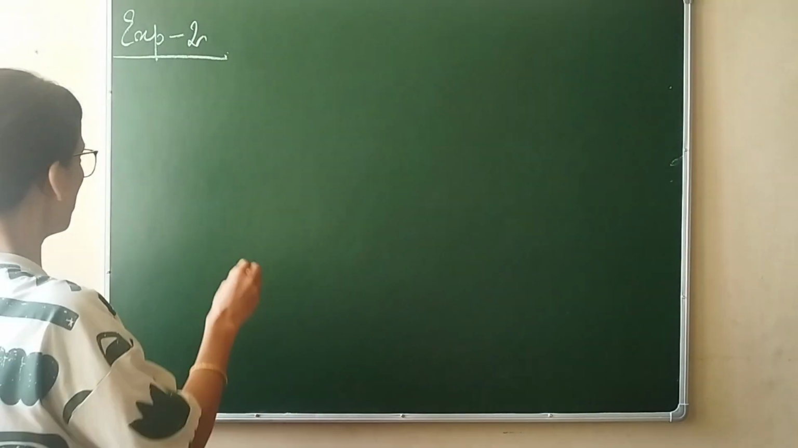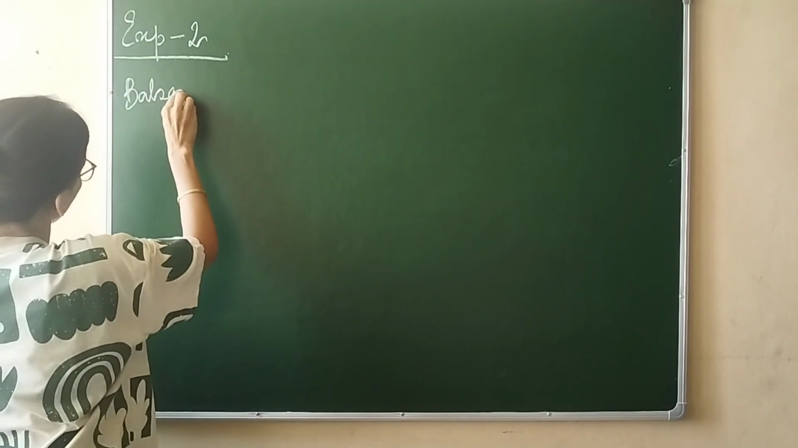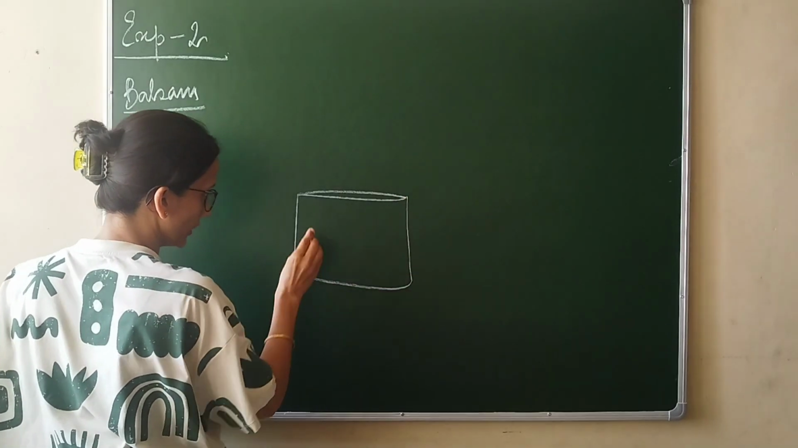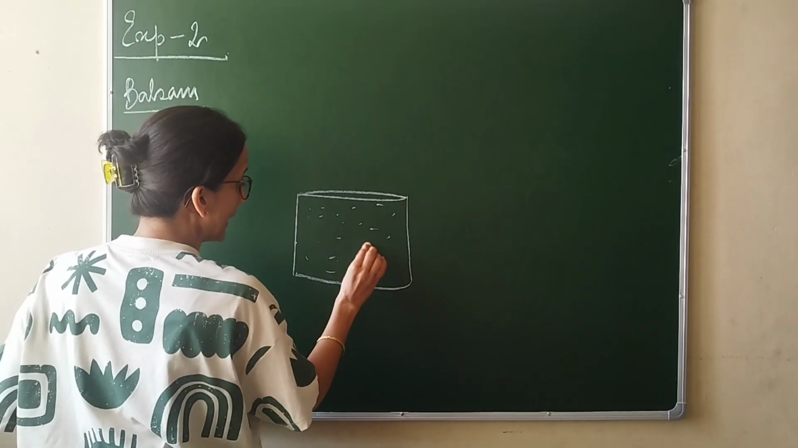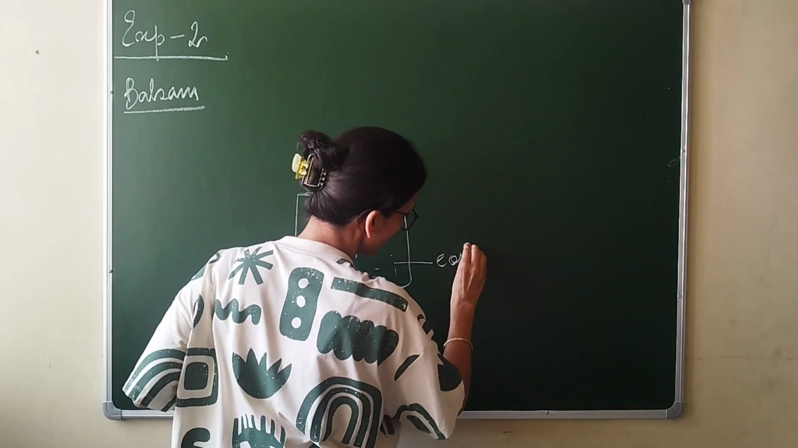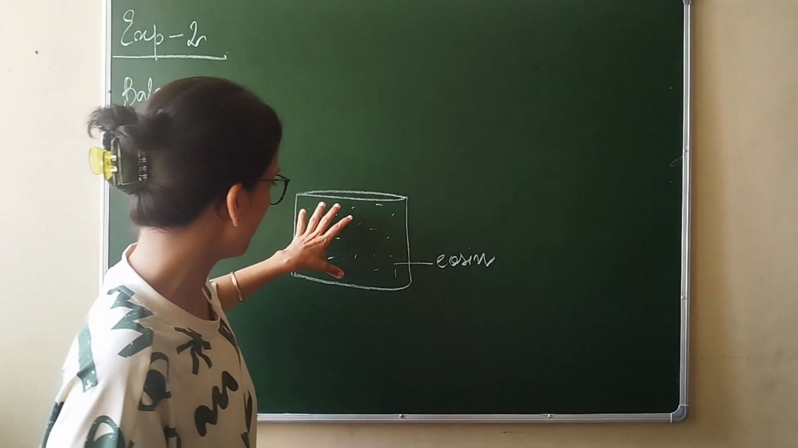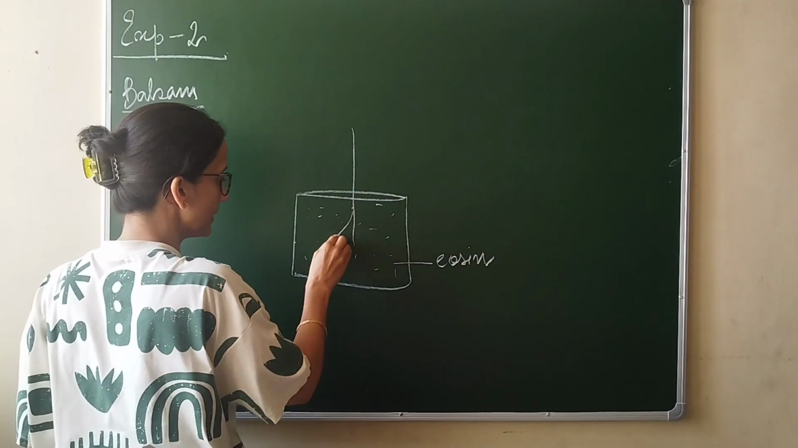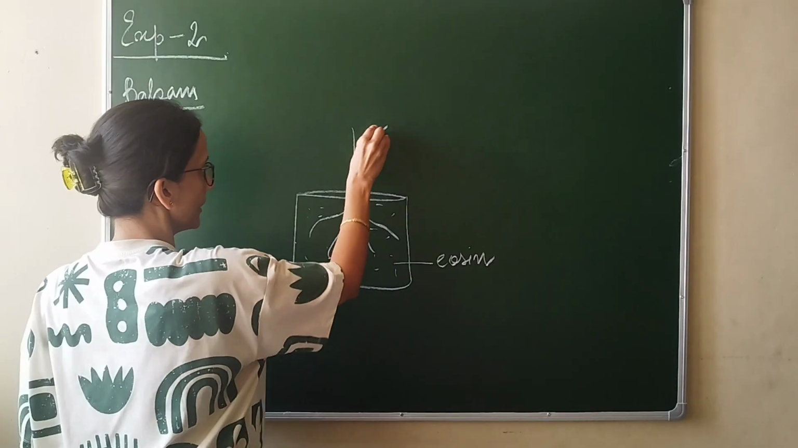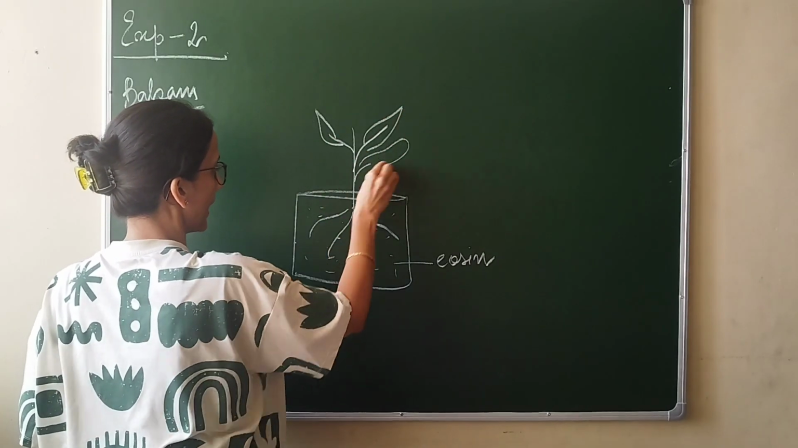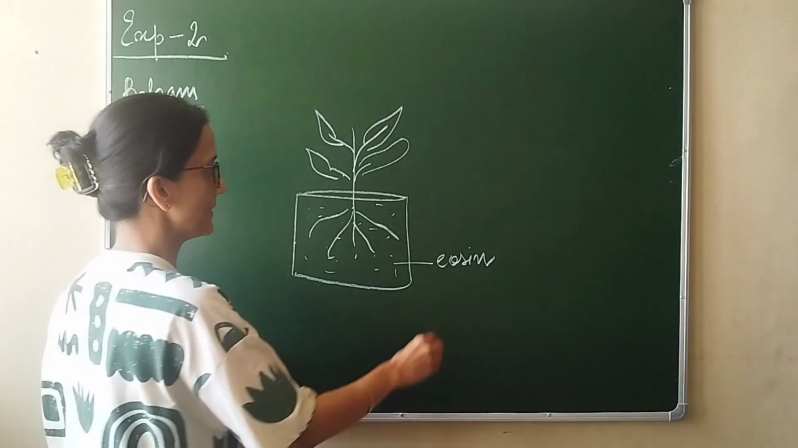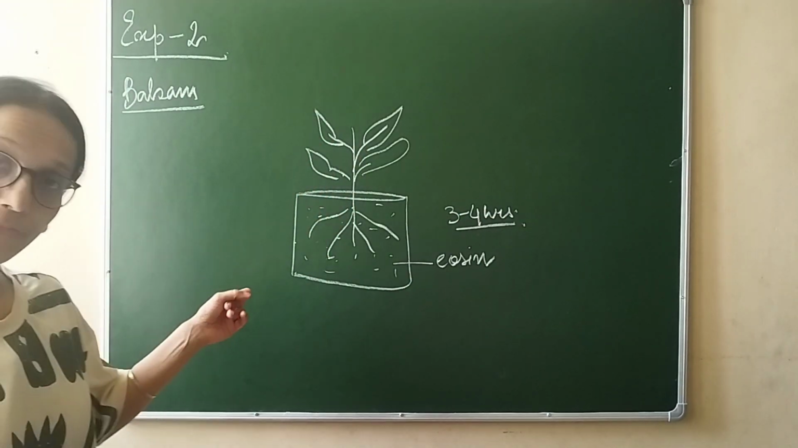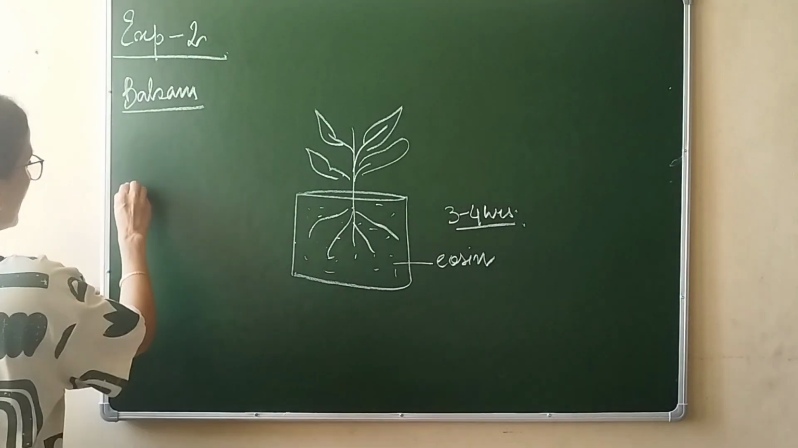In experiment number 2, the specimen is again balsam, and in this what we do is we take a beaker and we fill it with water, but we make sure that the water is mixed with a stain called eosin stain. It's a very common pink in color. So what will happen, this entire water in the beaker will turn pink, and now you put this rooted balsam tree in it along with its leaves, stem and roots, and you keep the experimental setup as it is for 3 to 4 hours.